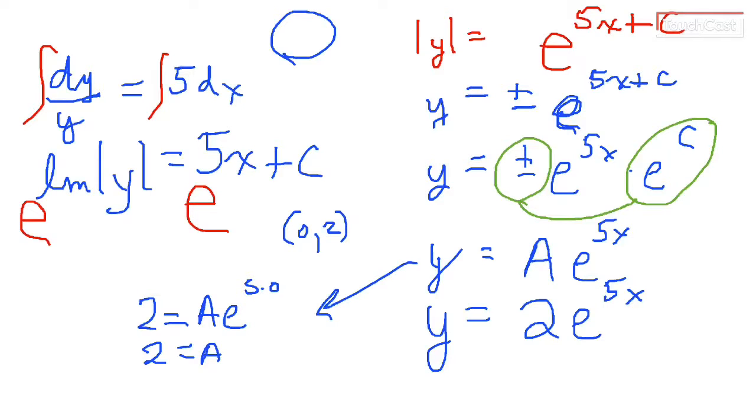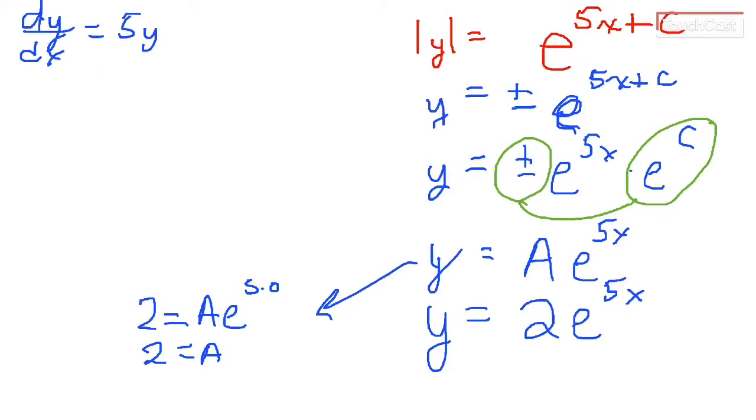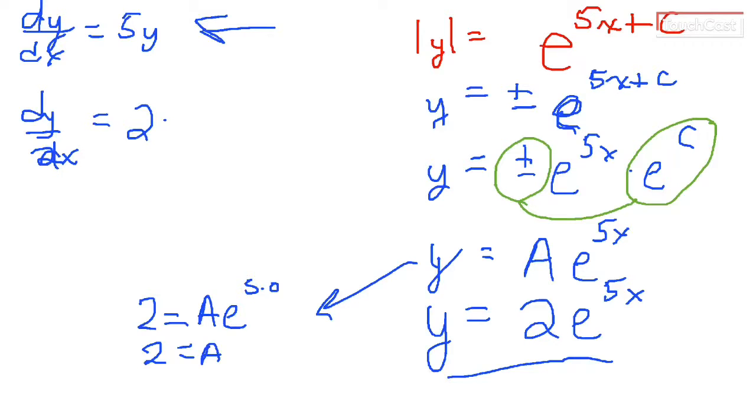Notice I could at this point replace x with 0 and I would get 2 for y. I could also take the derivative of y with respect to x. Let's do this. This is me just checking that my solution, my y function, is a solution of this equation. I'm going to find dy dx and show that it equals 5 times my original y function. So dy dx is going to equal, the 2 is a constant multiplier, and the derivative of e to the 5x is e to the 5x times 5.